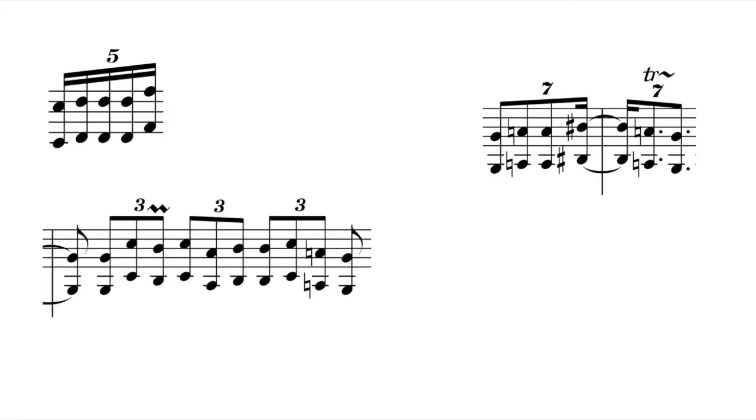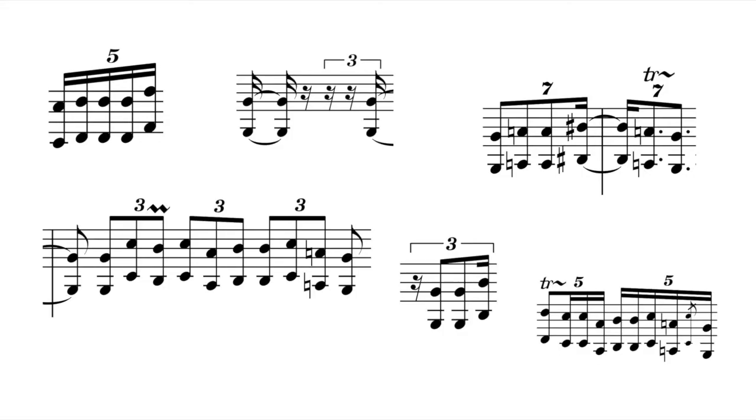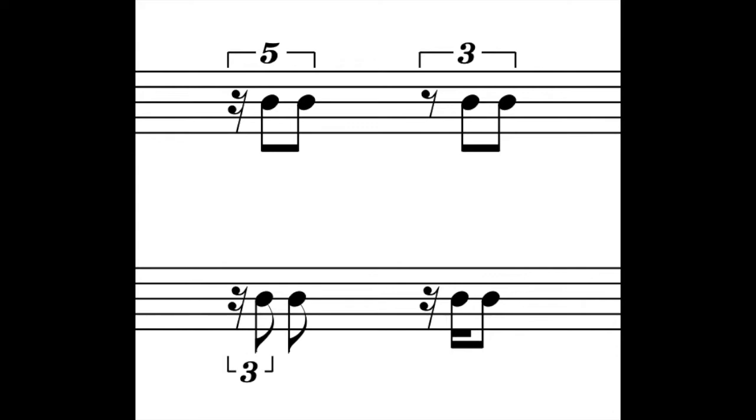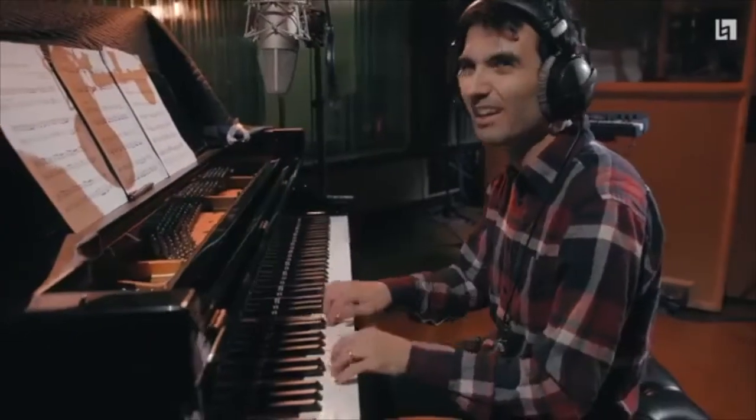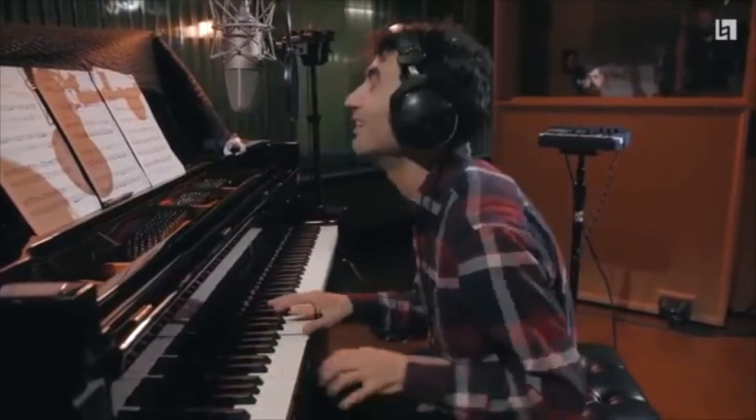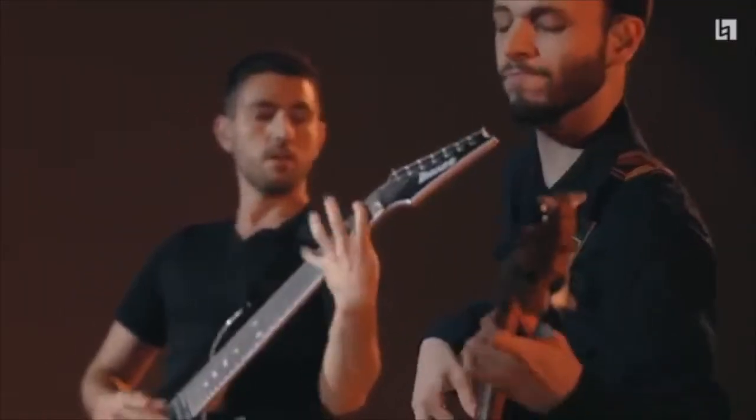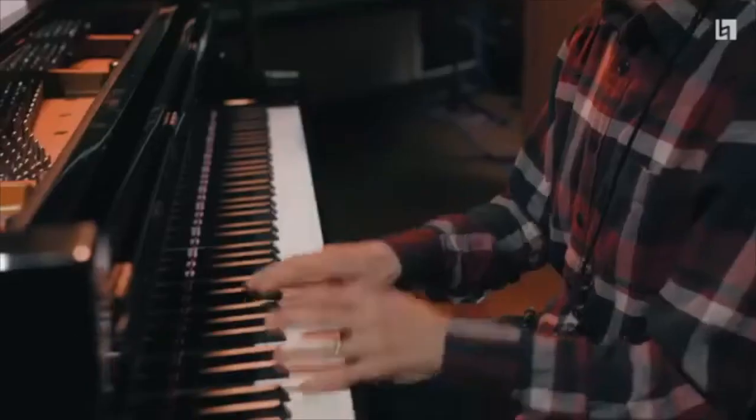So, this breakdown is a through-composed unison line with the piano and the guitars, chock full of quintuplets, septuplets, offbeat triplets, and other intricate rhythms. Take a look at these 4 different but very similar rhythms that Tigran uses in here. The differences between these are extremely subtle, but it's exactly the mastery of these subtleties that make both the composition and performance of Drip so effective.